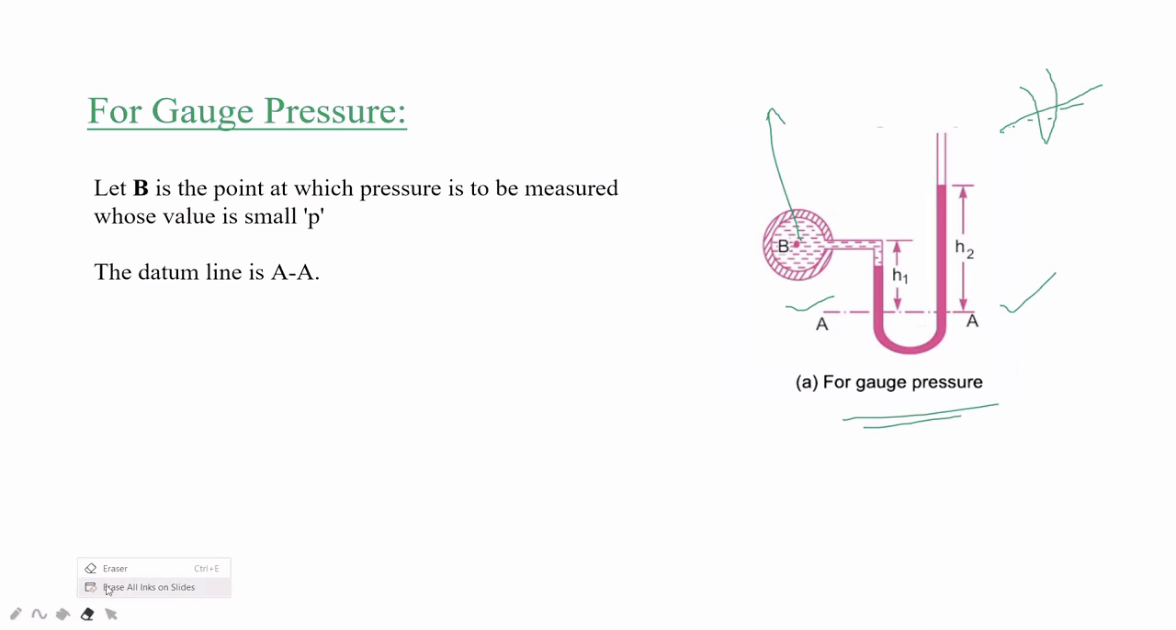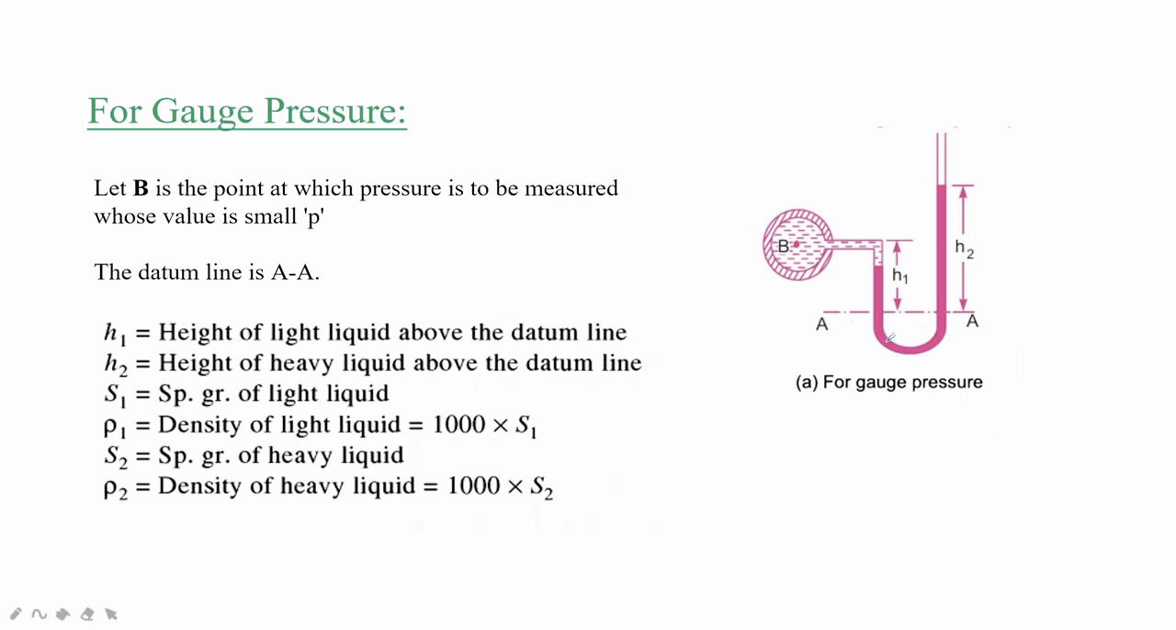Now we selected the datum line, that is AA. Now we should define every item here. What is H1? H1 is the height of liquid above the datum line. This is the reference for us, this is the datum line. So H1 is the height of the light liquid above the datum line. So this is the light liquid. Maybe it has come upwards. Just take whatever liquid, the height of the liquid above the datum line which we considered.